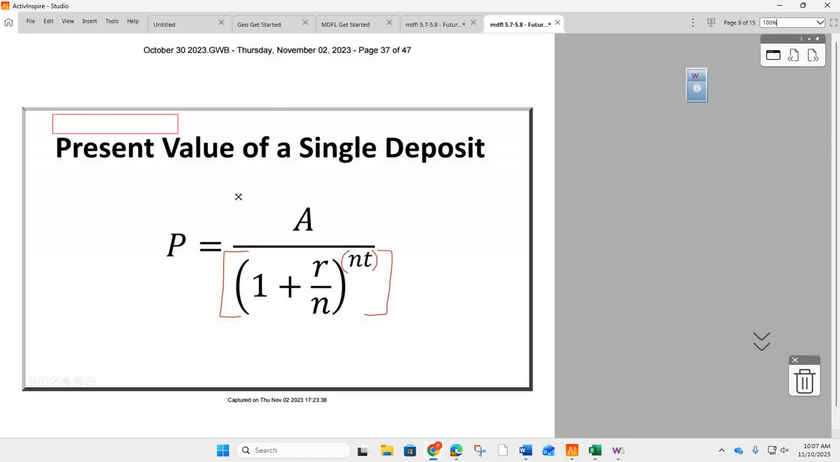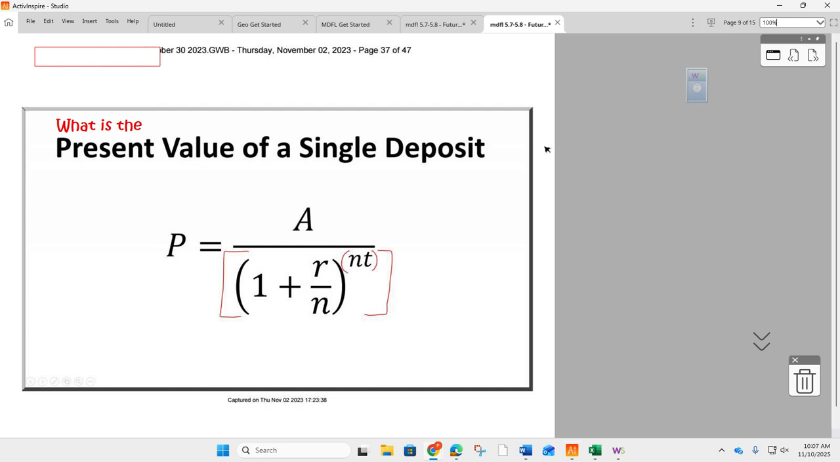Looks weird, but okay. So what is the present value of a single deposit? That means what do we need to deposit to have this beginning balance here? So what would be the present value? In other words, what payment or what deposit do we need to make one time?